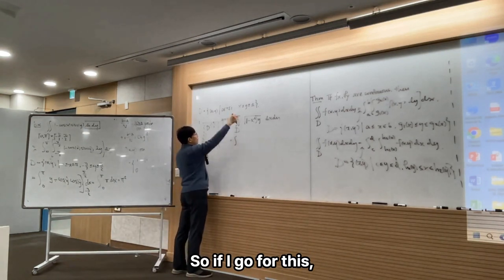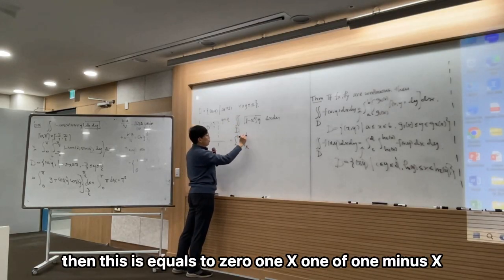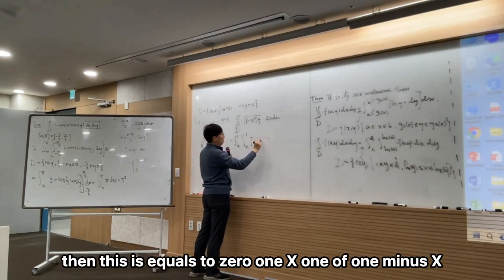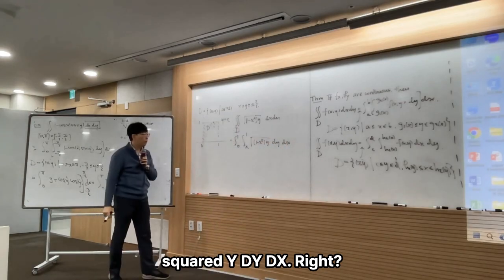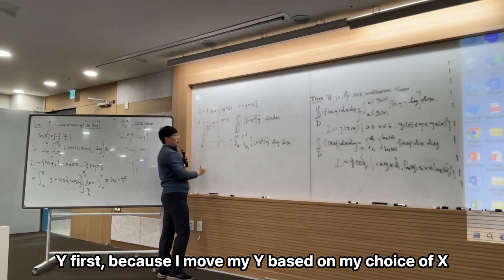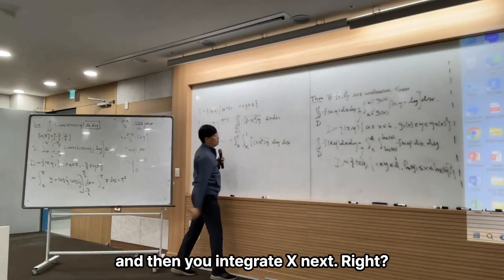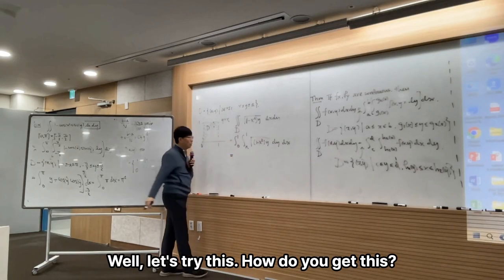So if I go for this, then this is equal to the integral from 0 to 1, x to 1, of (1 minus x squared) square root of y, dy dx, right? Y first, because I move my y based on my choice of x, and then you integrate x next, right? Well, let's try this. How do you get this?